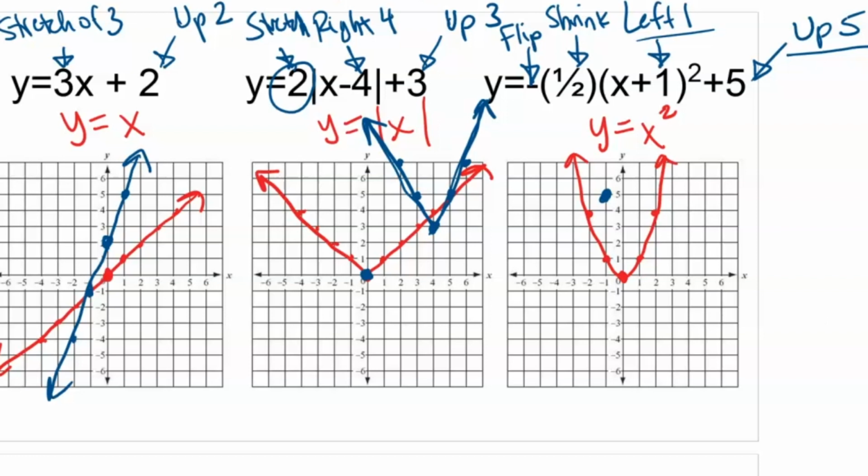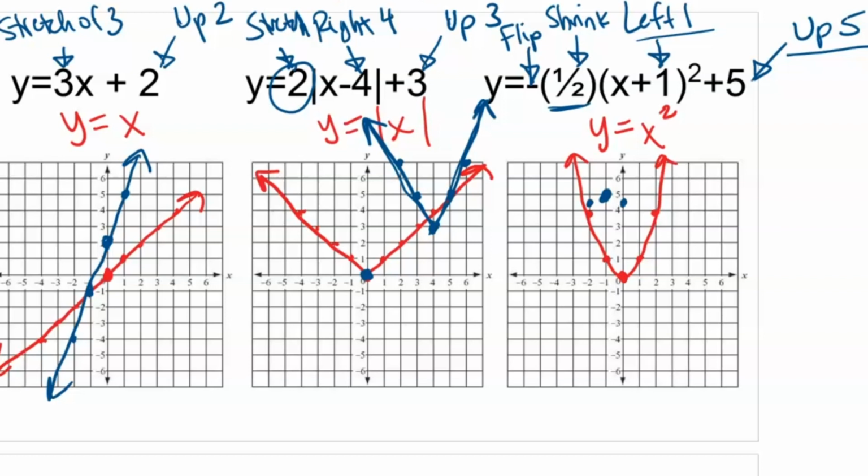So normally it would go over 1, up 1. But now we're going to go down instead of up because of that negative. And instead of going over 1, down 1, we have this 1/2. So we're going to go over 1, down 1/2. So right here. Over 1, down 1/2.